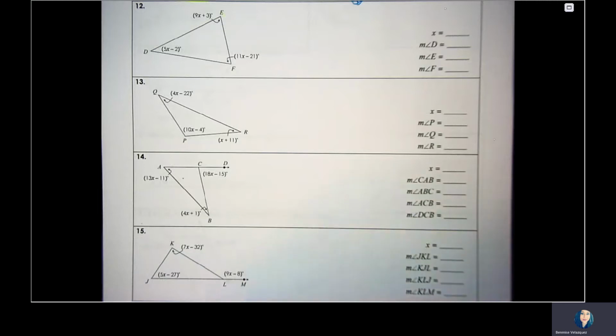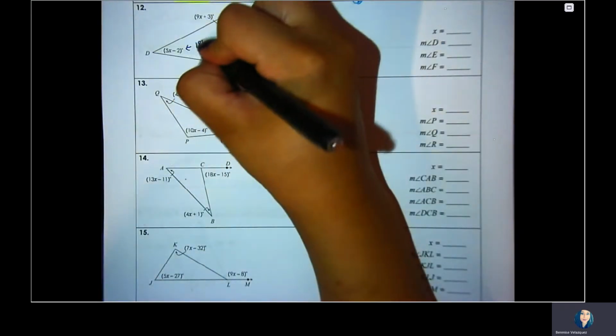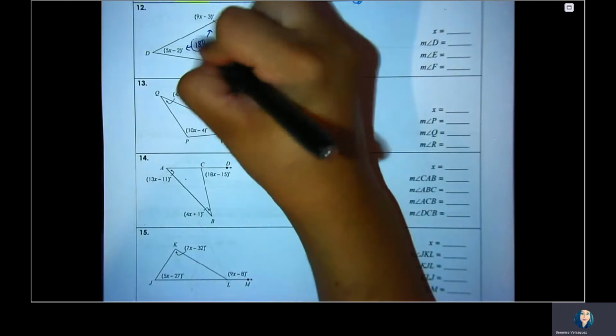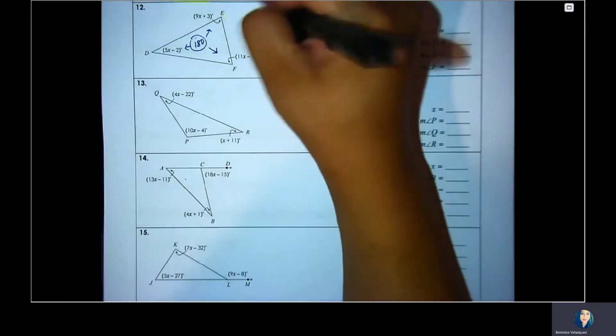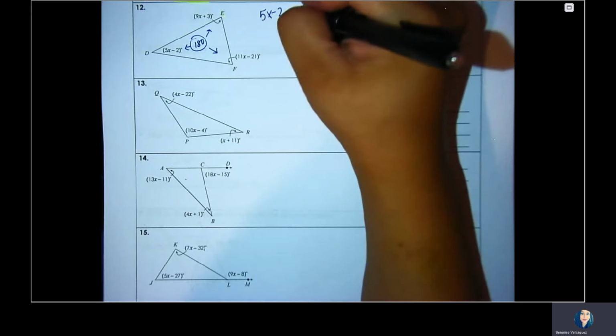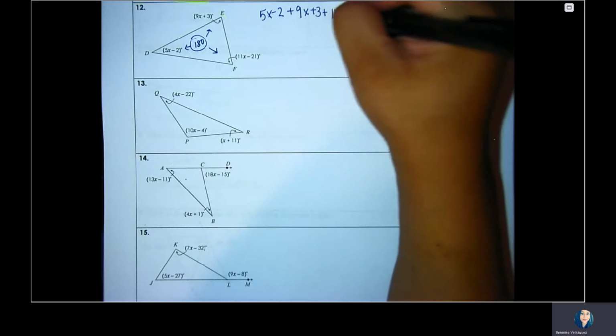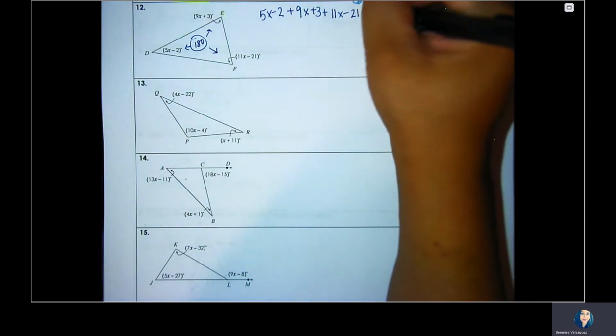Okay, so right there, we have our setup, or we need to set up our problem. This is a triangle. So all three corners are equal to 180. Okay, that should be burned in your brain now. That means I take all three corners, add them up, and set them equal to 180. You can start with any of them. I'm going to start with D in the ABC order, so D, E, F. So 5x minus 2 plus 9x plus 3 plus 11x minus 21, all of that equal to 180.